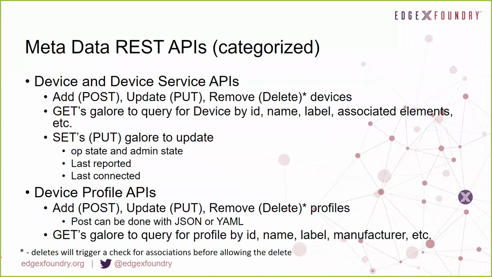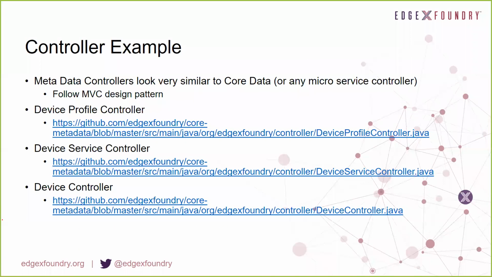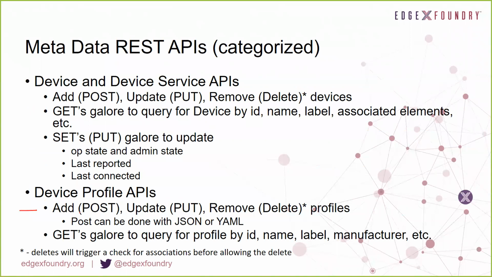Now, let me back up here a second. When we talk about these API sets, if you want, you can go out to these particular links for any one of these as an example. Each controller helps to manage that particular type of object inside of metadata. So a device profile controller is going to manage the creation, that is the add, the update, and the delete of those particular device profiles. And it also provides all sorts of REST GET requests, so you can query for device profiles by ID, by name, by label, by manufacturer. There are gets galore out there to help query what types of device profiles metadata knows about.